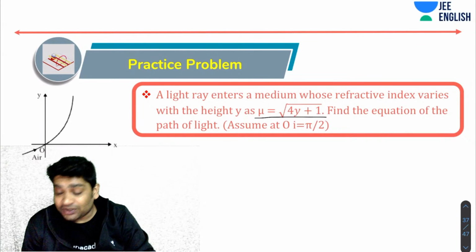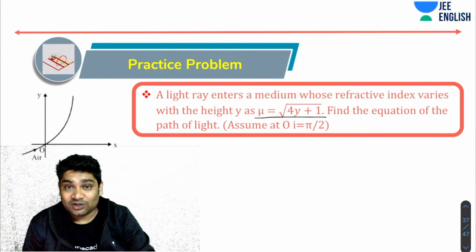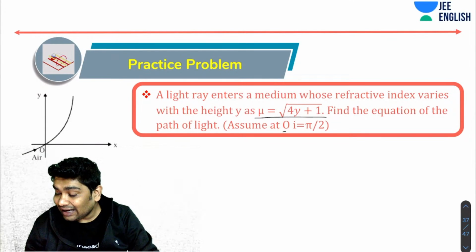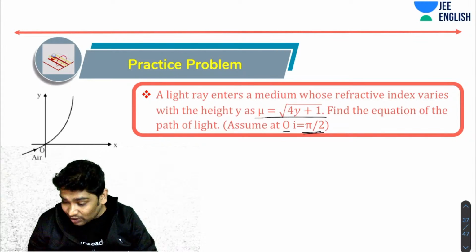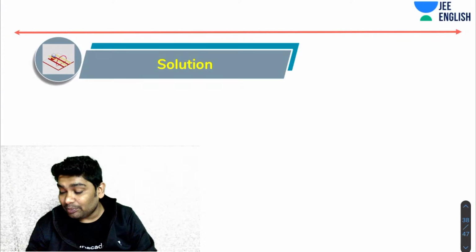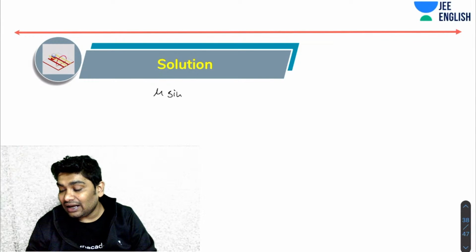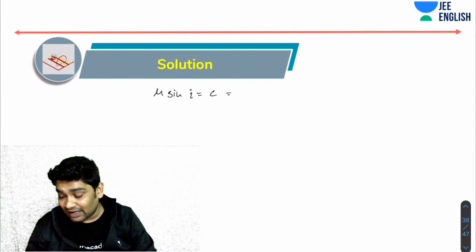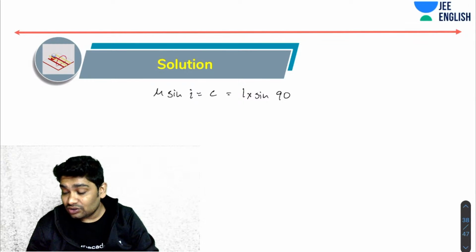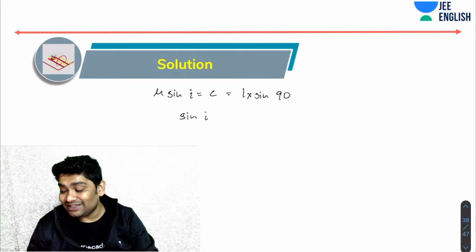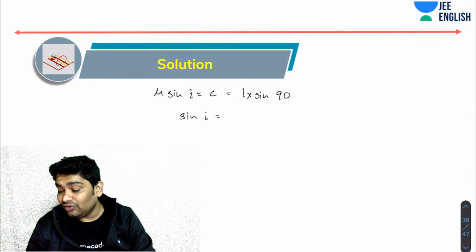Now find the equation of the path of light. Okay, so you have been told to assume that at O the angle of incidence was equal to 90. So what I can say is that mu sine I is constant, and that constant can be written as 1 into sine 90. Correct? Can I say sine I is equal to nothing but 1 over mu?